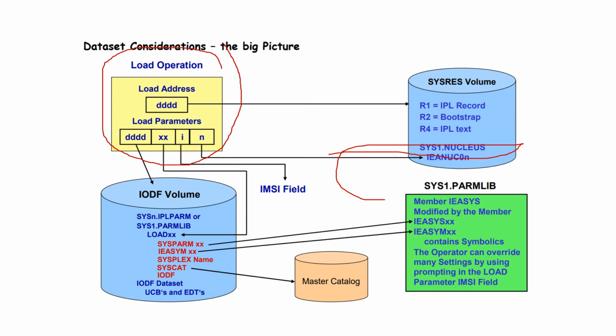It locates the SYS1.NUCLEUS dataset on the SYSRES volume and loads a series of programs from it that are known as the IPL resource initialization modules, which we call IRIMs. These IRIMs begin creating the normal operating system environment for control blocks and the subsystems.